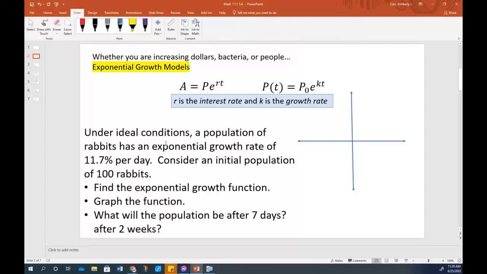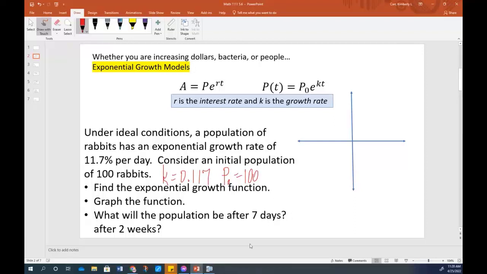So here is the type of application problem. If you have ideal conditions, a population of rabbits has an exponential growth rate of 11.7% per day. Consider an initial population of 100 rabbits. As we look at this problem, this is our growth rate, k, and I am going to move the decimal: 0.117. And then the initial population of rabbits would be P sub 0, and that's 100. Find the exponential growth function.